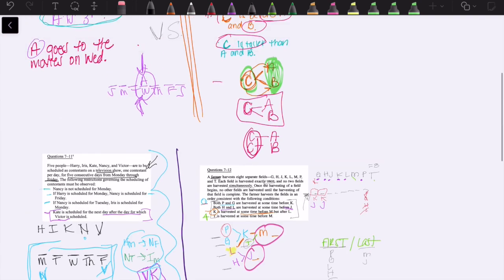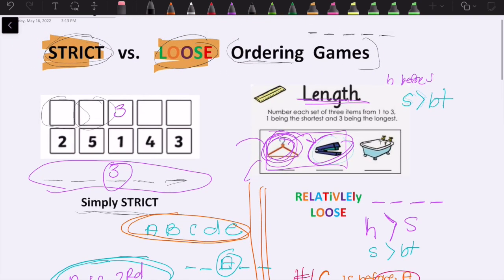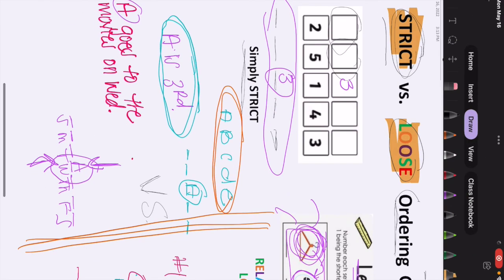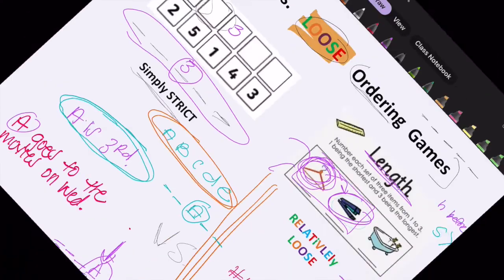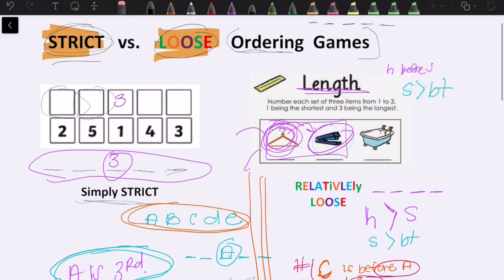And so I really hope this helps you understand the difference of how you're going to diagram strict or loose ordering games. It's not something to stress out about. It's just something to be aware of so that you can be quick on your feet as you're diagramming. There's never going to be a question on the LSAT that asks, is this a strict or loose ordering game? It's all about categorizing things. Does it make it easier or more helpful for you so you determine what you should do on your diagrams?